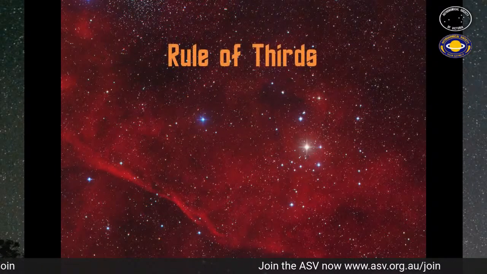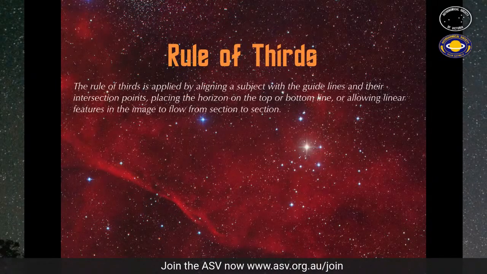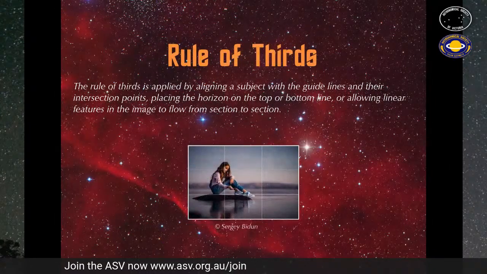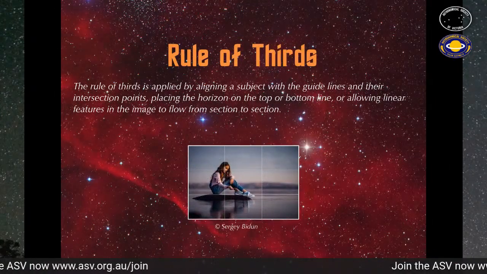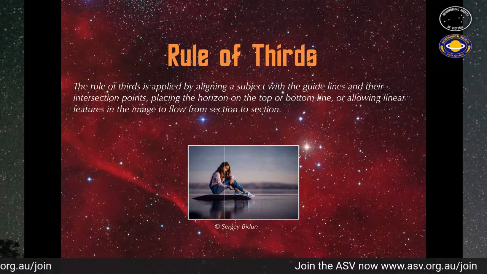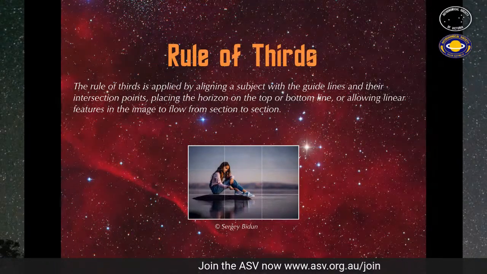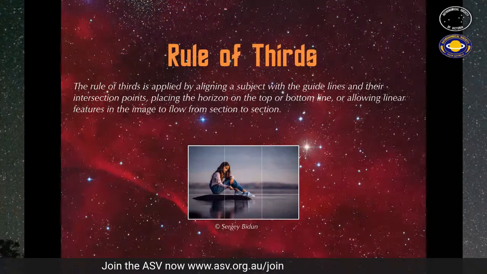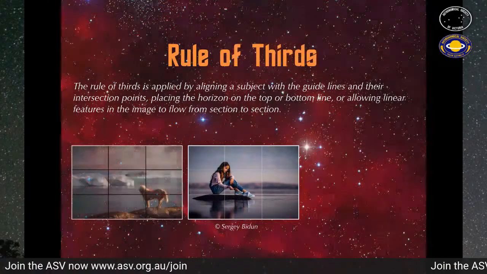So let's go back to that rule of thirds again. So here's your classic portrait using the rule of thirds. Essentially, you're balancing the image, giving it some negative space on the right-hand side here. Here's another example.